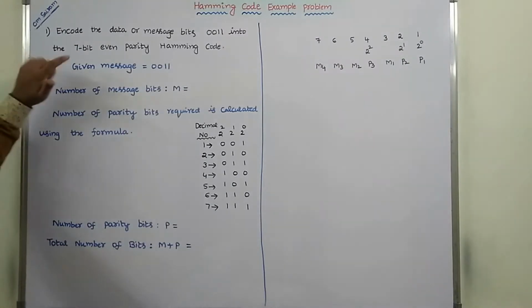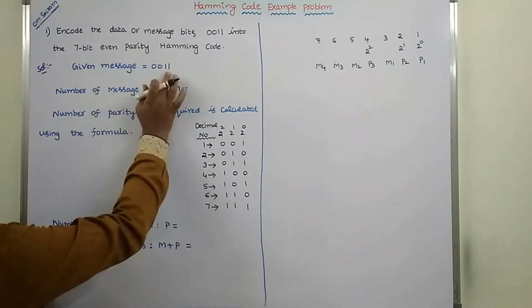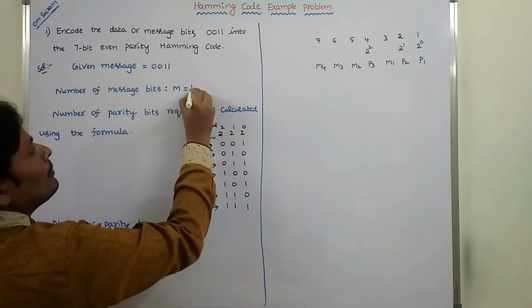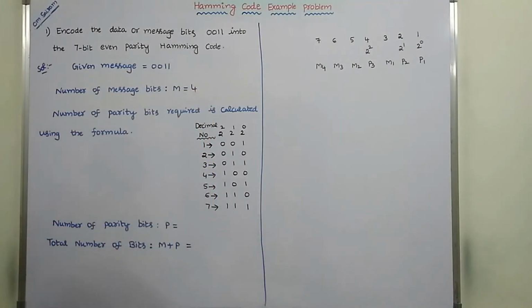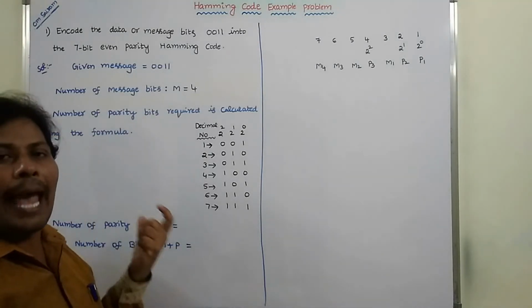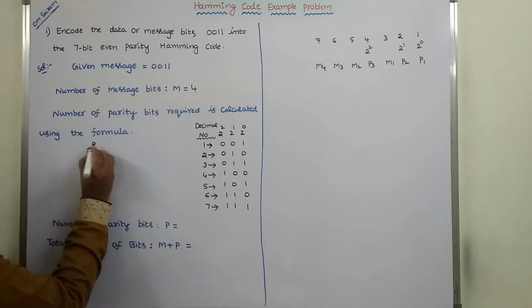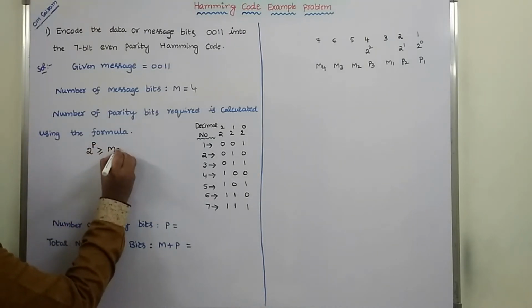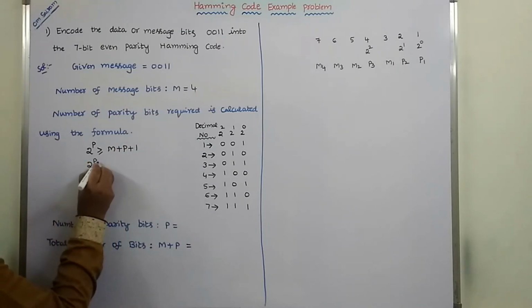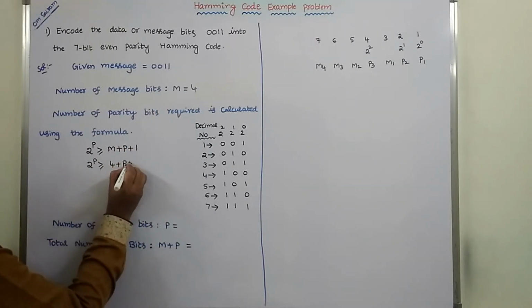Here the given message is 0011. How many bits are there? 1, 2, 3, 4. Therefore the number of message bits m is equal to 4. Next, the number of parity bits required is calculated by using the following formula, that is 2 power p greater than or equal to m plus p plus 1. Here m value is 4, so 2 power p greater than or equal to 4 plus p plus 1.